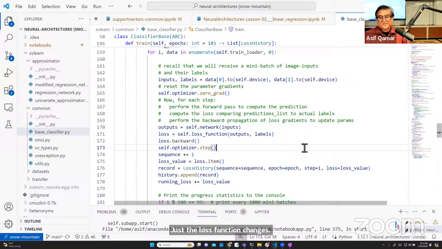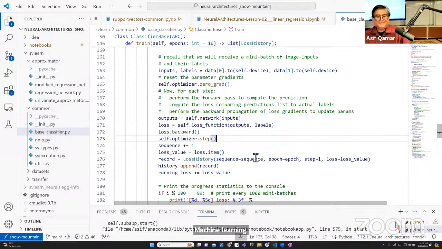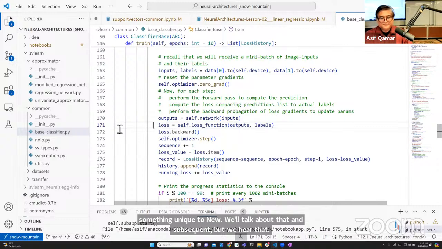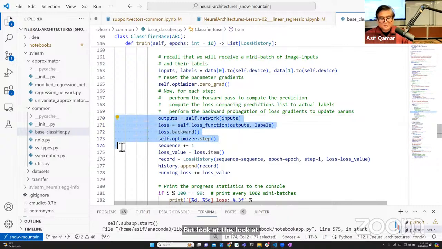So this particular loop that you're seeing is, in some sense, the learning loop of machine learning. This part, loss backward and optimizer step, is the gradient descent step. There's something mysterious called loss backward, and associated with it is the concept of back propagation. It's something unique to neural networks. We'll talk about that in subsequent sessions, but ignore that for now. But look at the succinctness: lines 170 to 173 are machine learning.